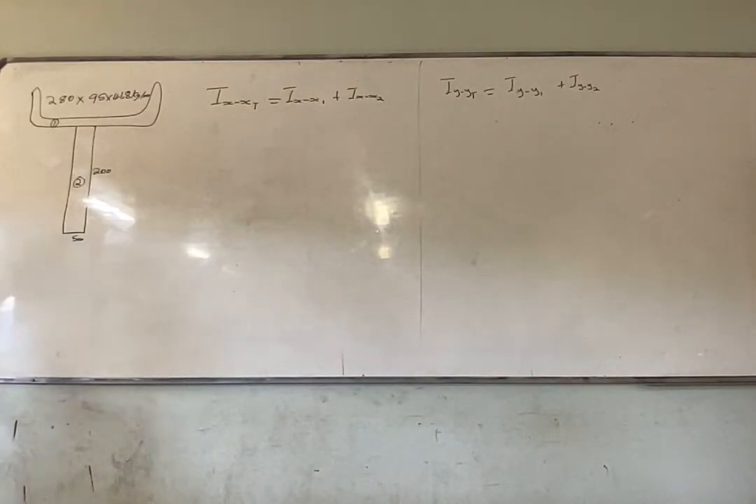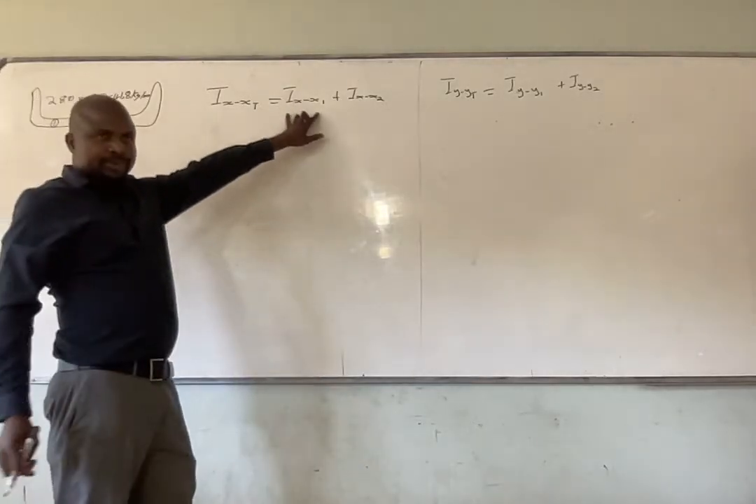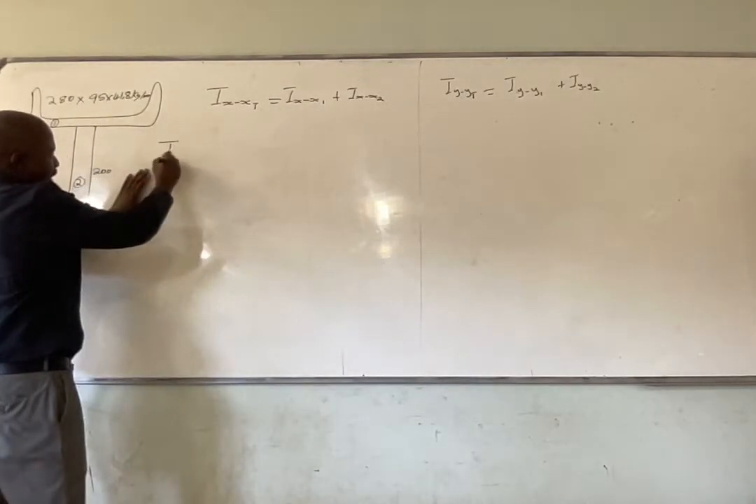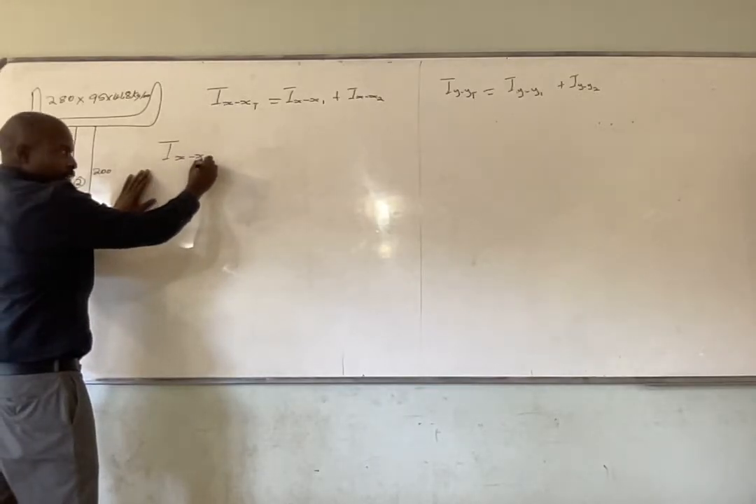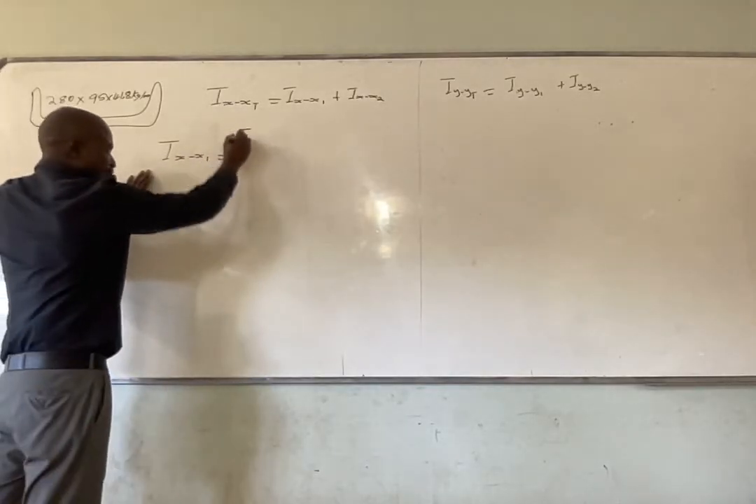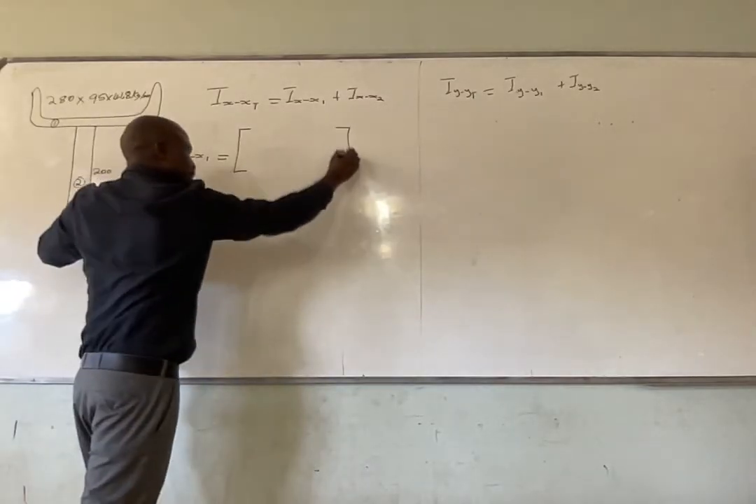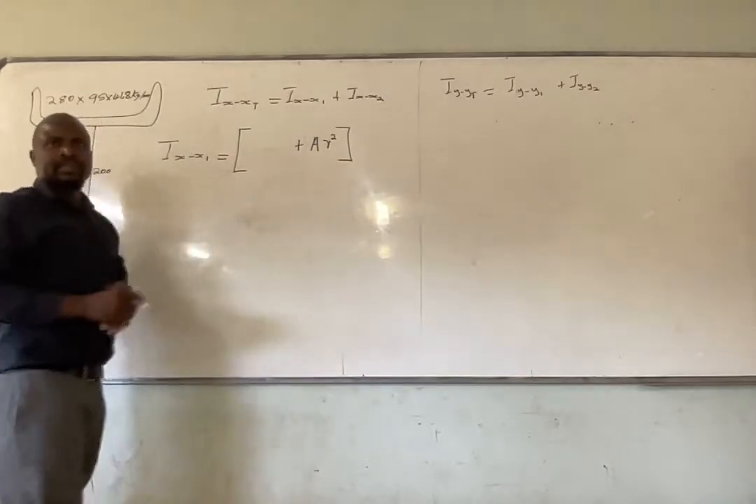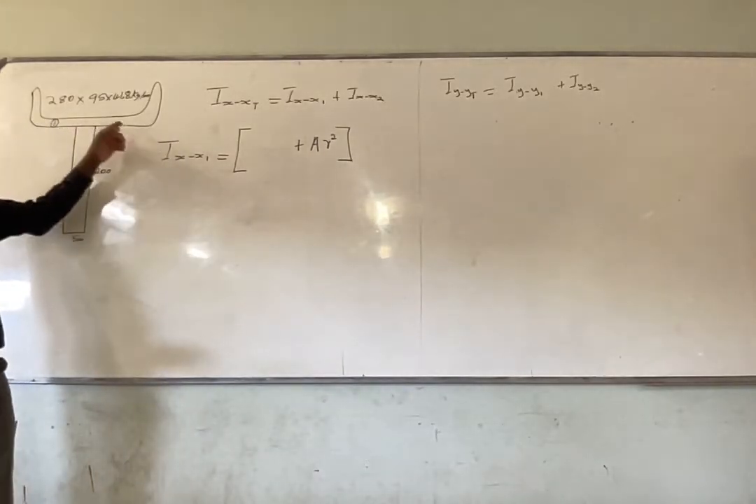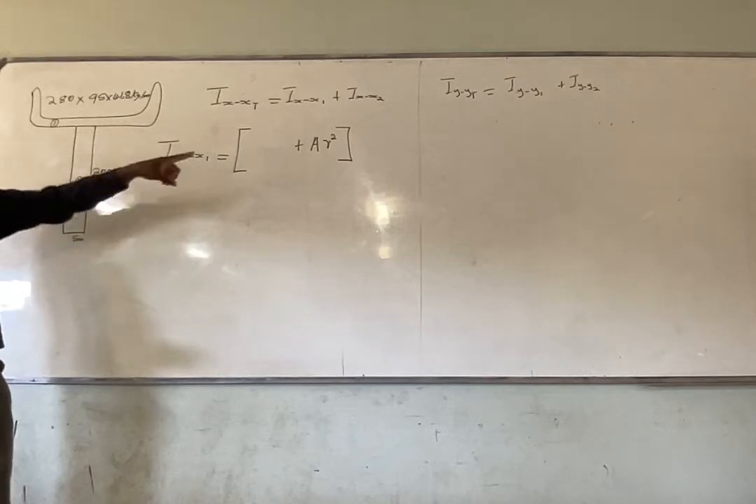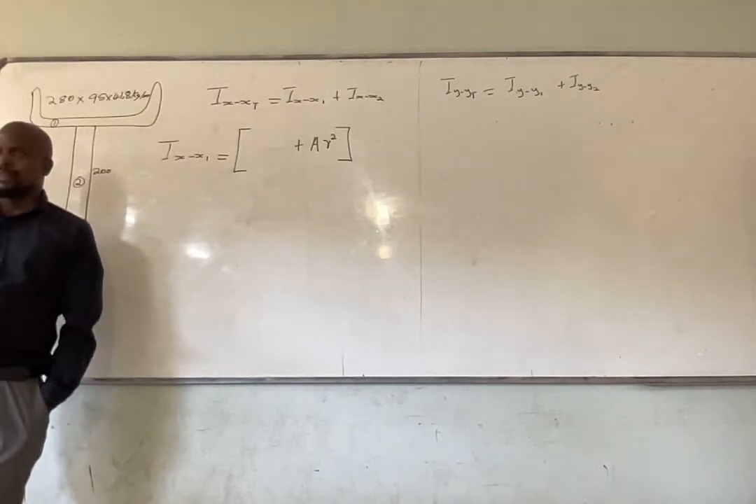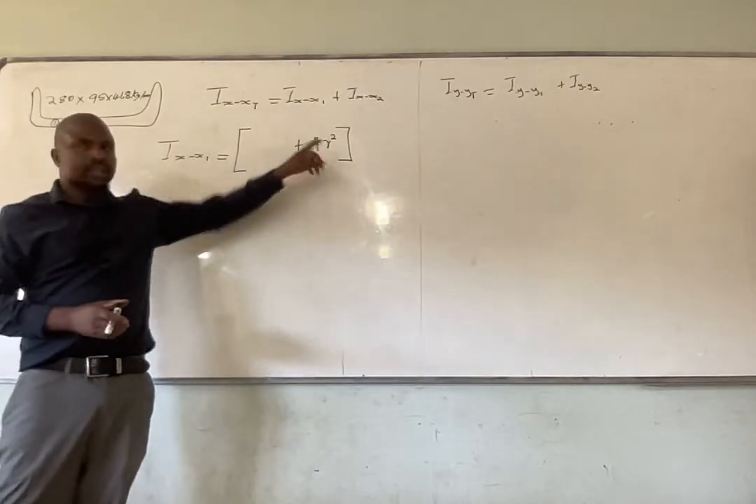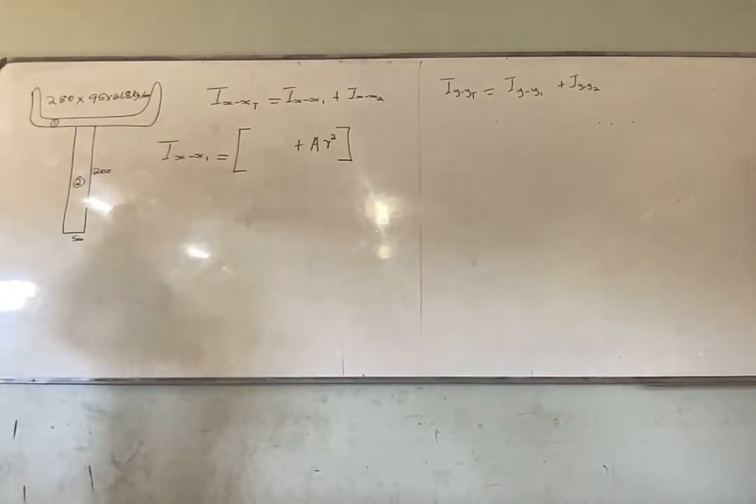So now, let us look at area 1. IXX1 will be, in brackets, plus AR squared. Remember I said once you have more than one area, you need to add AR squared, which I call R. Some other textbooks use H, so do not get confused about that. I'm used to R.